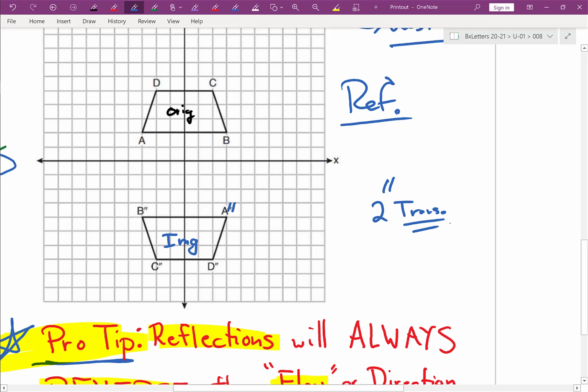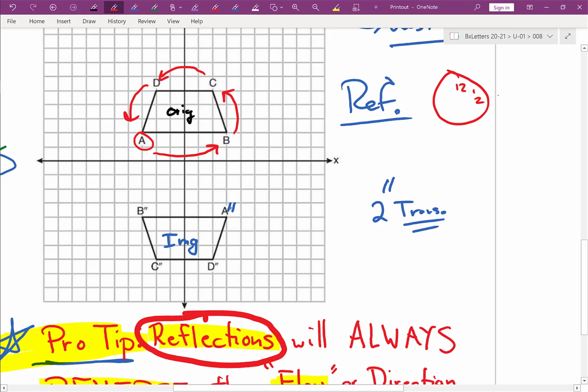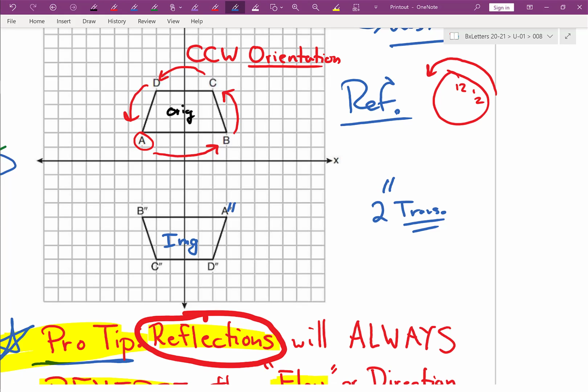All right? And what I'm talking about with reflections, what I mean by flow is the first letter you see is A, right? And then the next letter is B. And then the next is C, and then the next is D, and then it would kind of go back. This flow of the letters, right, if you look at a clock, 12, 1, 2, that is counterclockwise. This is a counterclockwise orientation is what we call it, or flow. When we go to the image, if we check that flow, same way, we started at A, and then the next letter was B, then C, then D.